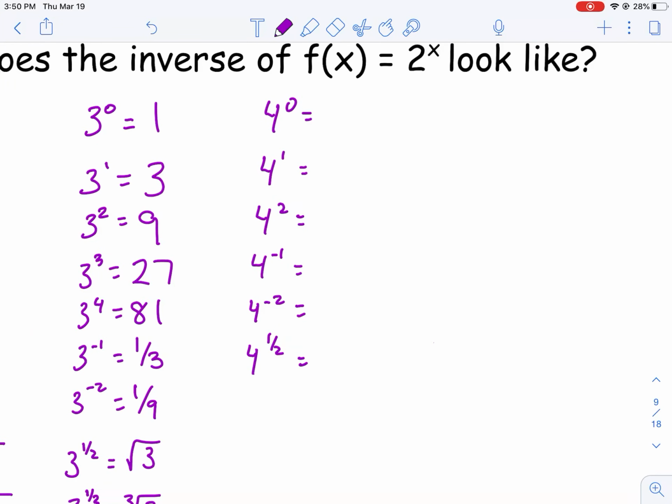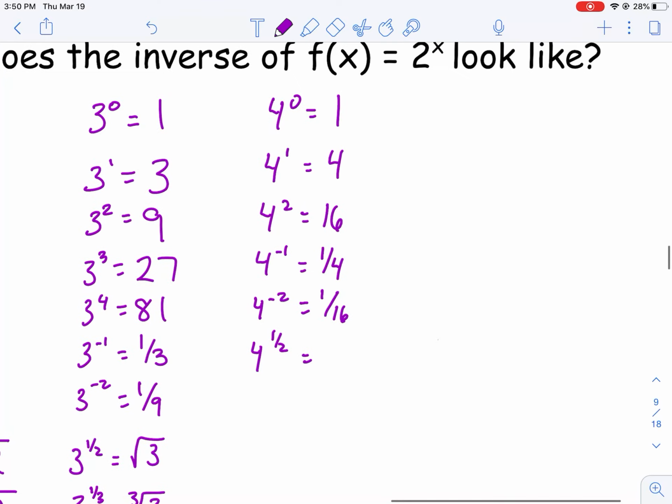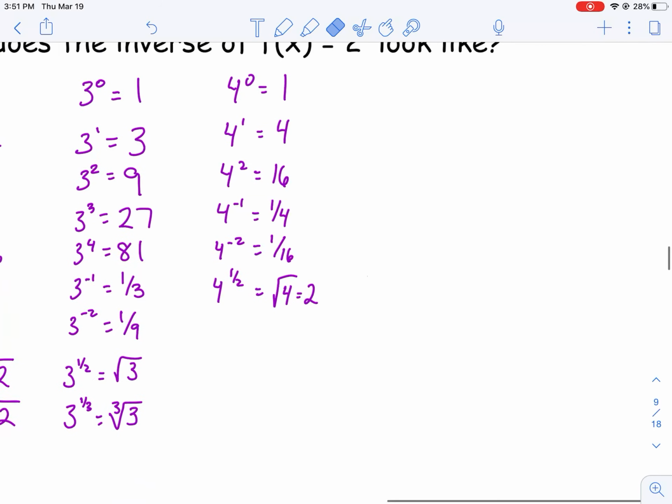Let's look at 4. You're going to see some similar patterns, right? 4 to the 0 is 1. 4 to the first is 4. 4 times 4 is 16, and so on. 4 to the negative 1. Hopefully you're not afraid of these negative exponents by the end of this lesson. We get 1/4. Then 1/16, 4 times 4. And now, 1/2 power is the square root of 4, which is just 2.